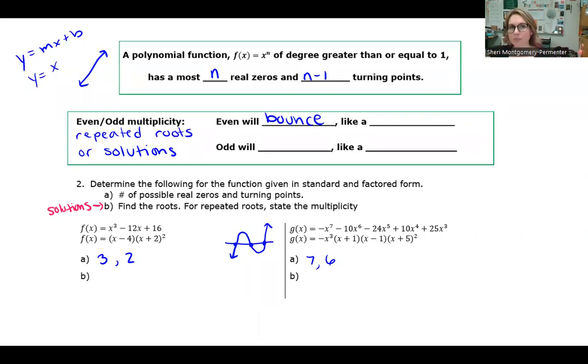And you can simplify both of these things down to something to the first power, something to the second power. Something to the first power is odd, and it will go through. It will go through like a line. It behaves like a line. Even functions, they bounce. This would be like y is equal to x squared. They bounce like a quadratic.